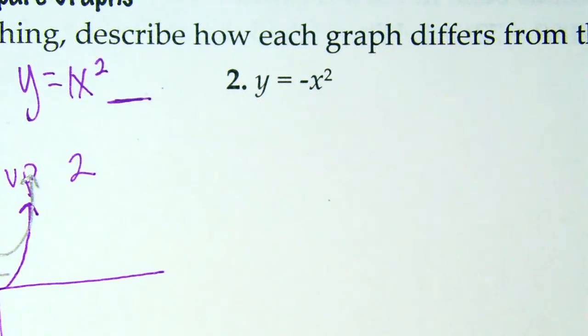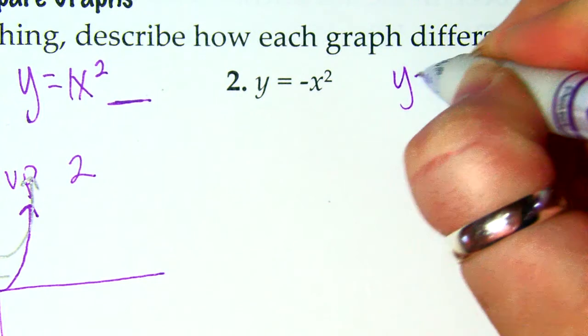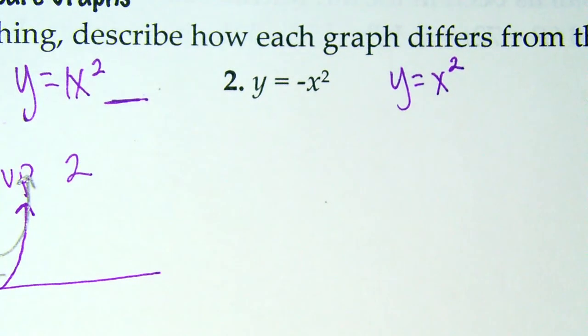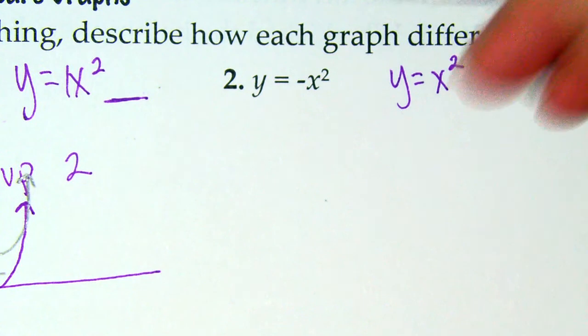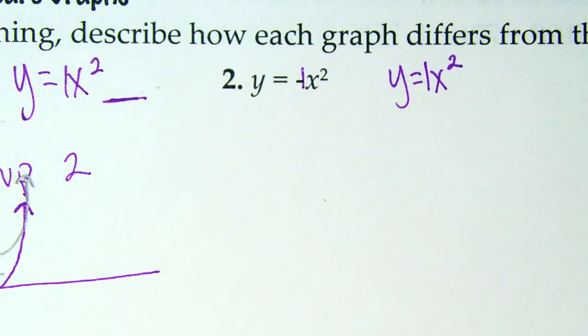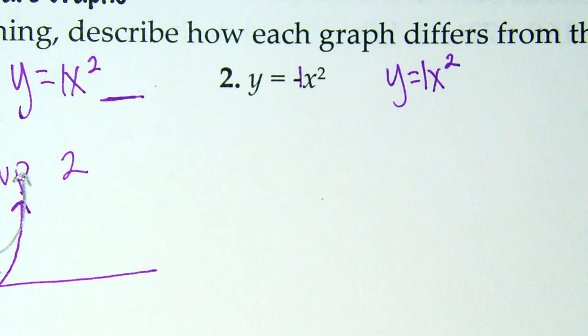Okay, let's try number 2. So go ahead and write that one down. So again, we're comparing it to y equals x squared. So do you see anything that's different? It's negative. So the a value is -1 in this one, and it's +1 on that one. So if it's negative, it did what? Flips down, right.